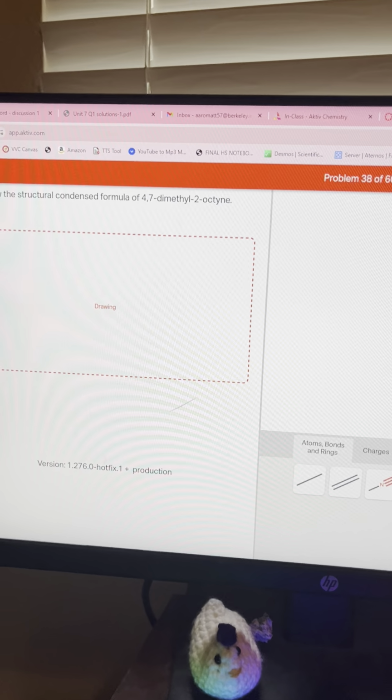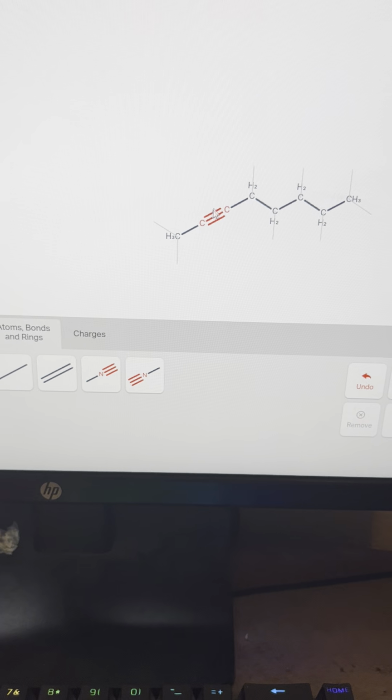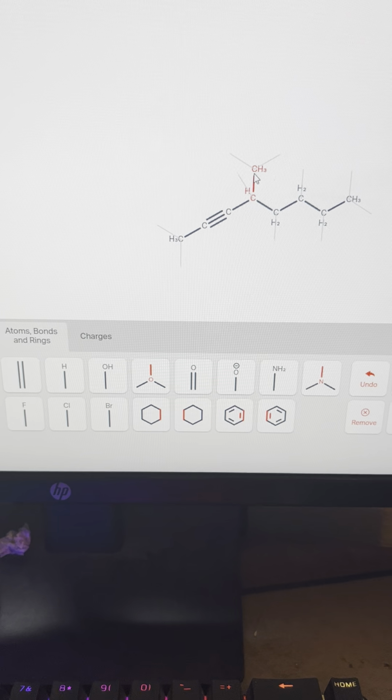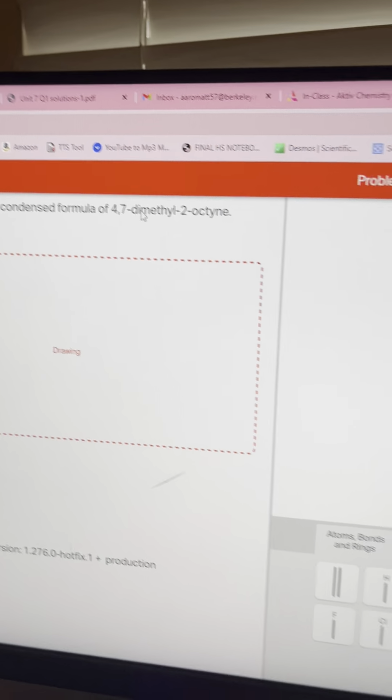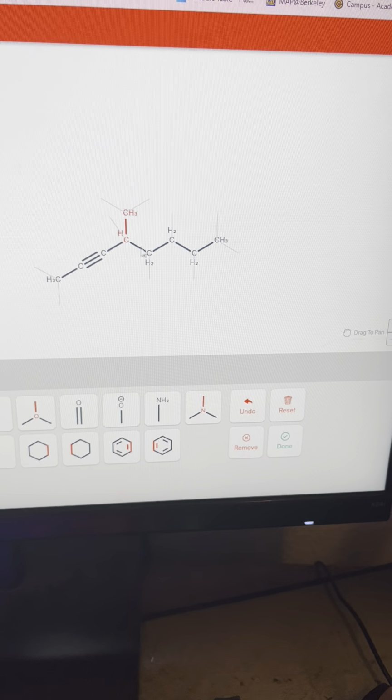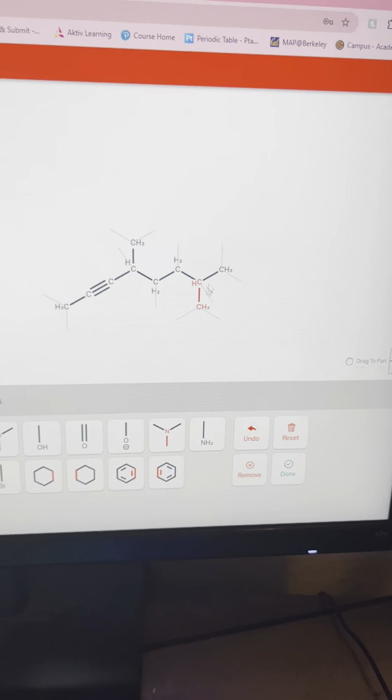Now, we also have to add 2 methyls. So we add a methyl at 4. 1, 2, 3, 4. Add a methyl. Remember, methyl is just a line. And a methyl at 7. 4, 5, 6, 7. 7 right there. Okay.